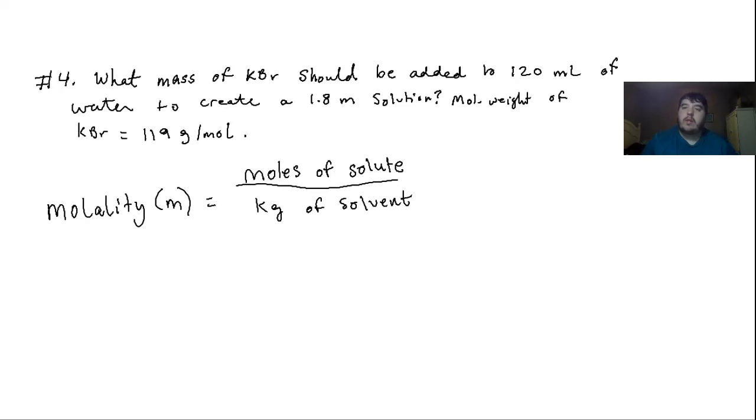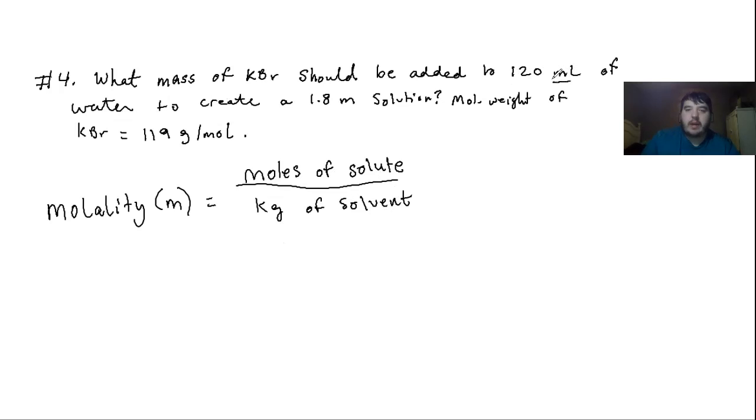Now, our solvent is always going to be the larger amount in the solution between the solute and solvent. The solvent's always the larger quantity. So in this case, our solvent's obviously going to be the water. Generally, water is your solvent, and we've got 120 milliliters of it.